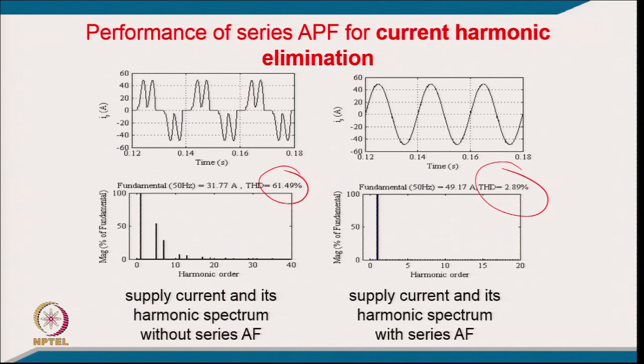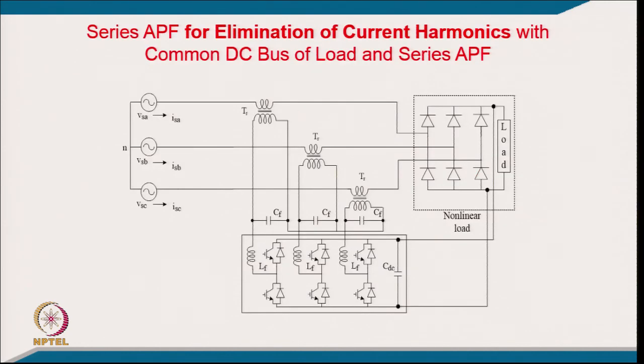So, the rating of the shunt active filter for such kind of compensation, let us say for a voltage fed kind of load, will be very high, but the series active filter rating will be much smaller. So, that is a very interesting observation with the series active filter.